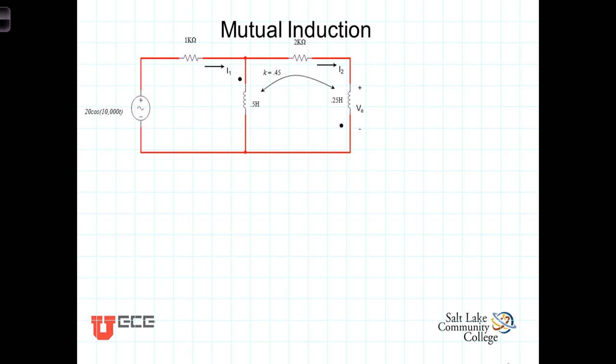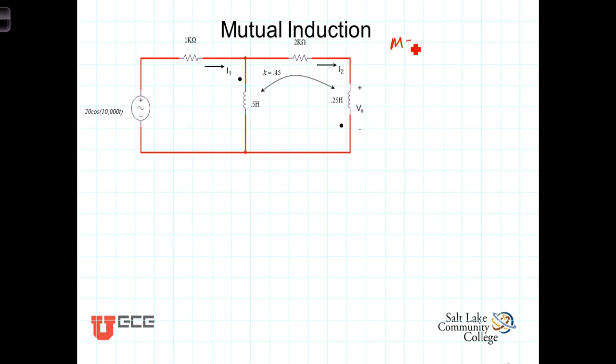In this video, we're going to do an example of analyzing a circuit where you've got mutual inductance or a magnetic coupling between two devices within the circuit. So in this circuit here, we've got a 500 millihenry inductor here, and a 250 millihenry inductor here. And we're told that there is a magnetic coupling between the two with a coefficient of coupling of 0.45, so K equals 0.45.